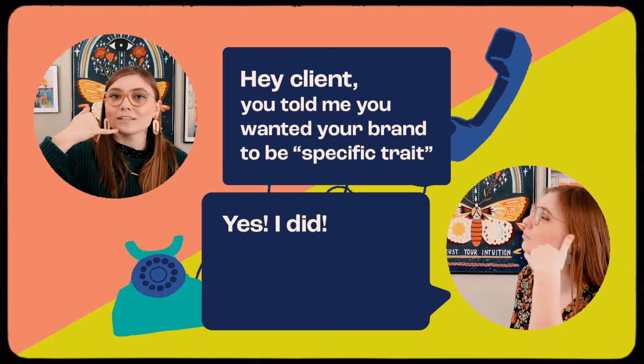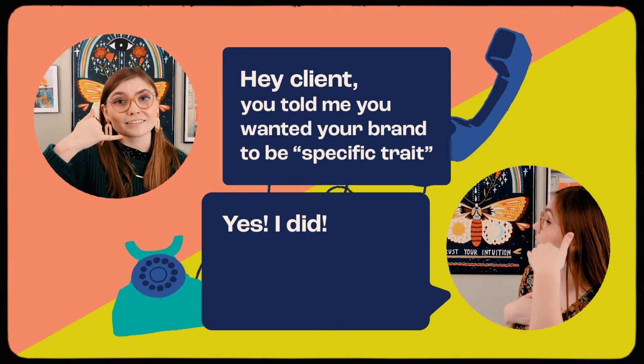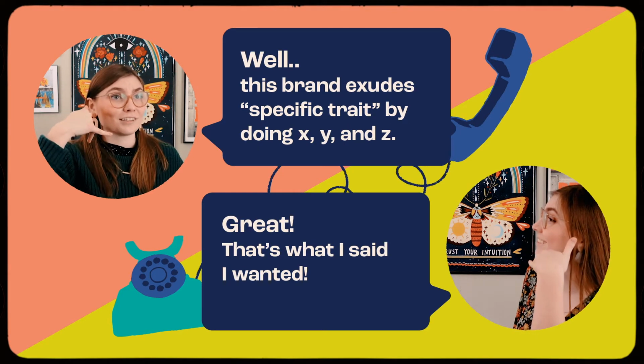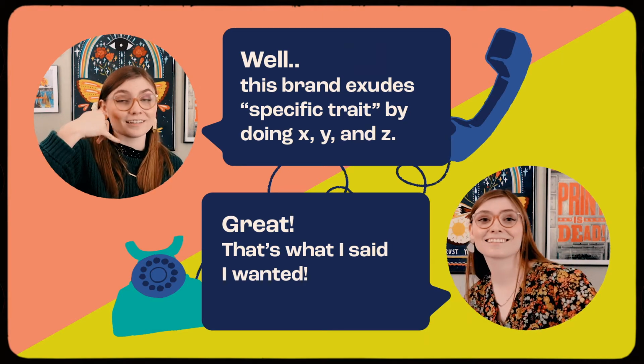So you want to start thinking strategically about the information that you have. Once you have all of that, you can build a deck to present back to your client. I've included a checklist in the document so that you can see what you need to include. The goal is to convince your client of the direction that you want, and you want to show them that you are listening. So repeating information back is totally fine, and I would encourage it. Hey client, you told me that you wanted your brand to be a specific trait. Well, this brand that I am presenting to you exudes that specific trait by doing X, Y, and Z. So you want to get really specific with them.